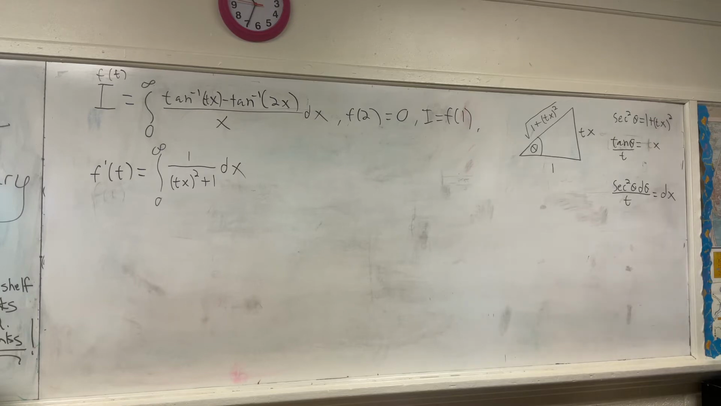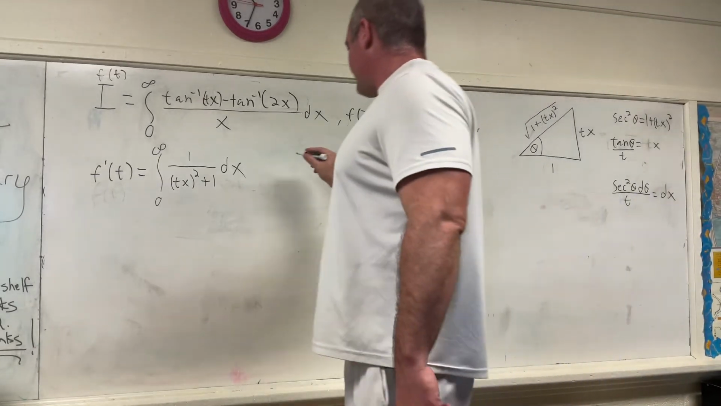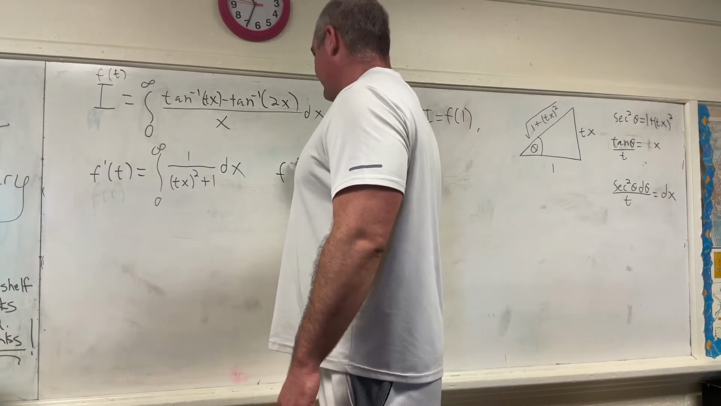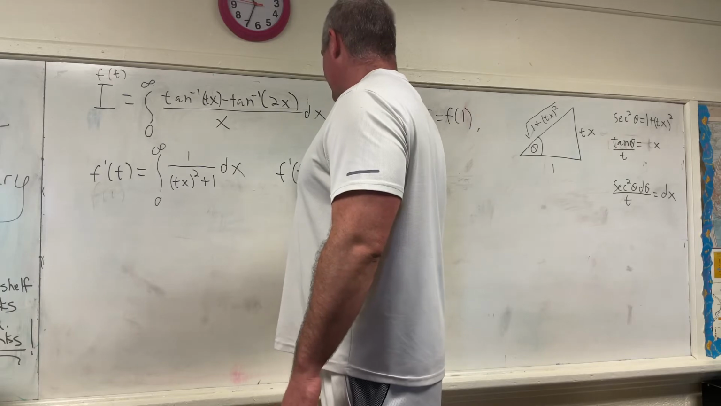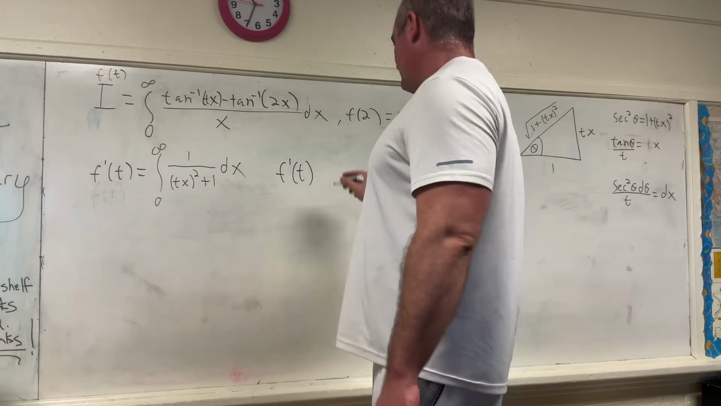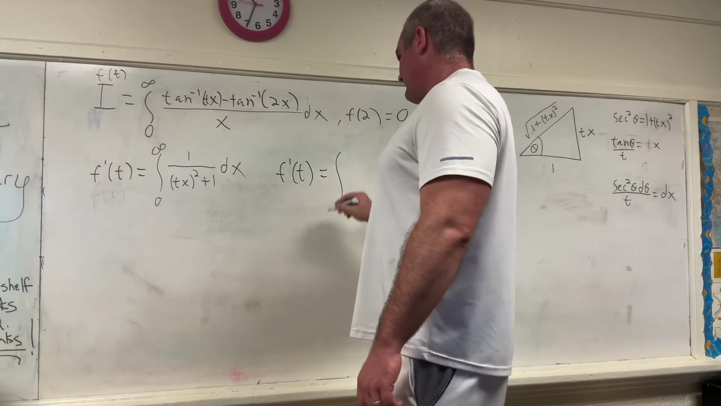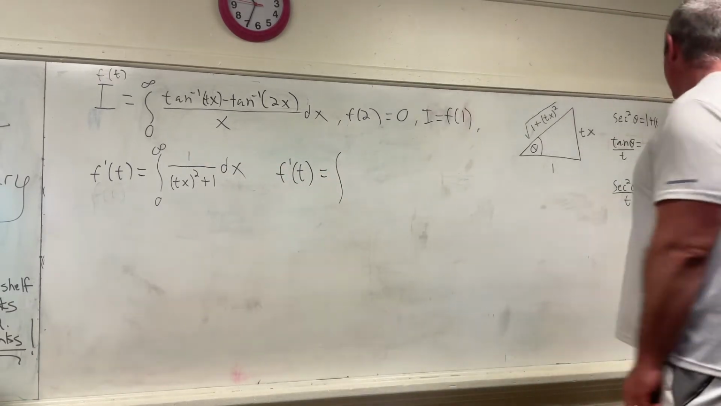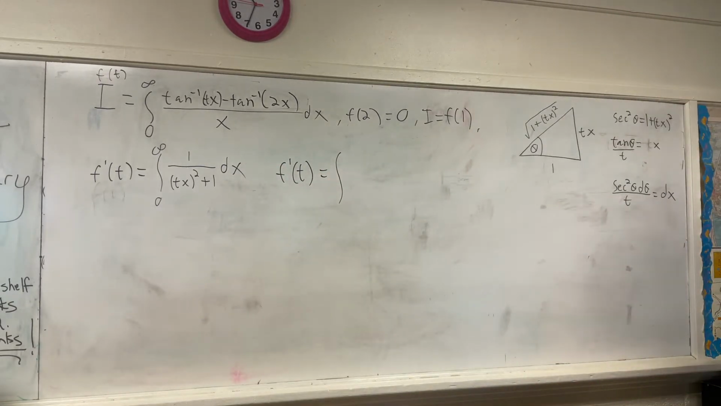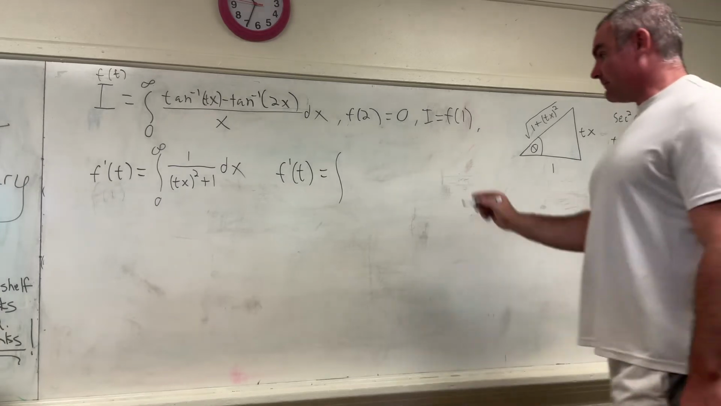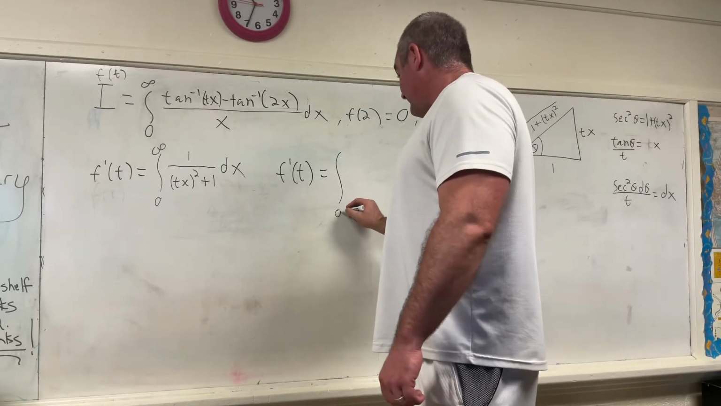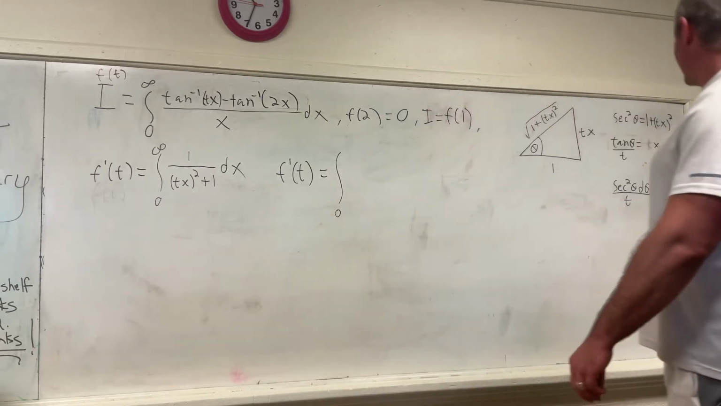Okay, let's do it step by step. We still have f prime of t being equal to some integral. If we plug in x equals 0, we need tangent theta over t to equal 0, or tangent theta to equal 0. Tangent of 0 equals 0. So we'll have theta from 0 to, okay, now let's plug in infinity.